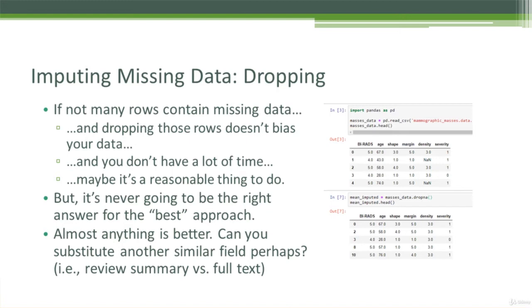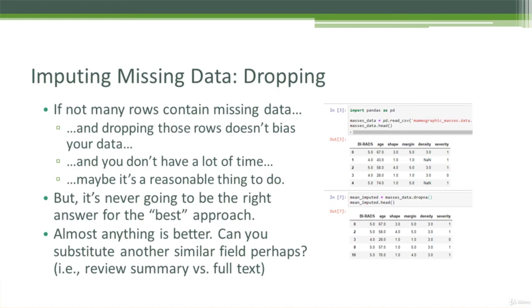So you want to make sure that if you are going to drop data, that it's not going to bias the data set in some way as a byproduct, right? So it's a very quick and easy thing to do, probably the quickest and easiest thing to do. You can literally do this in one line of code in Python, but it's probably never going to be the best approach.